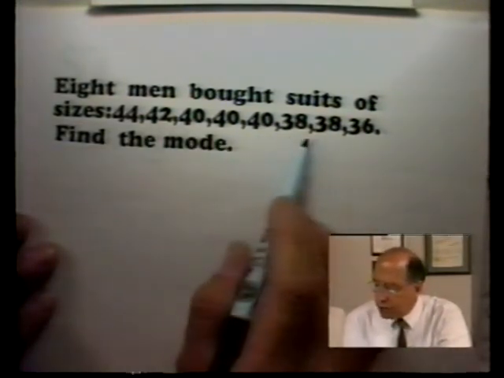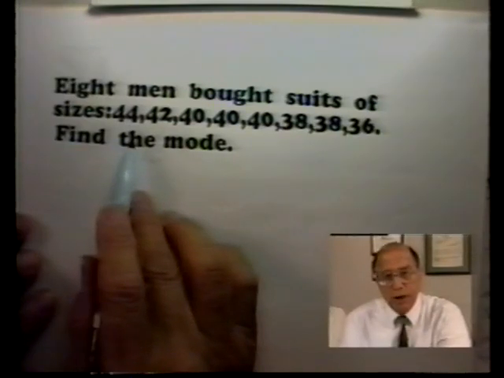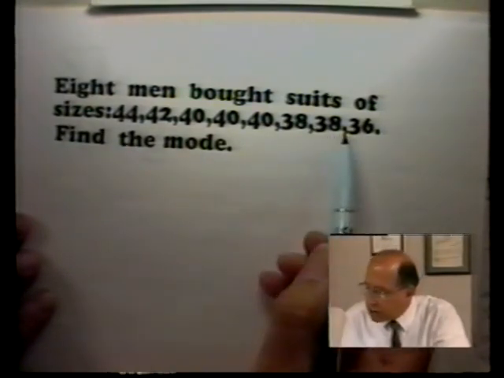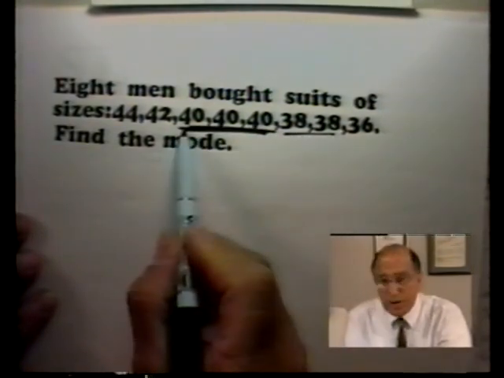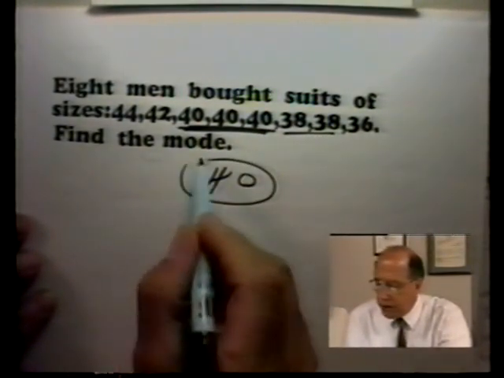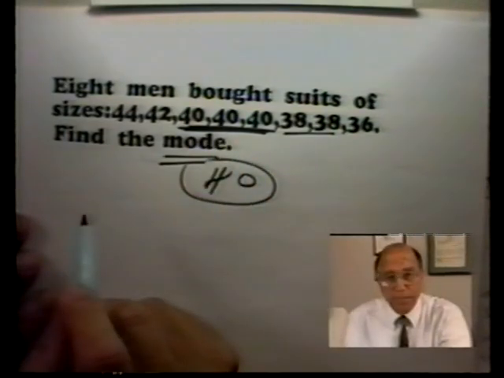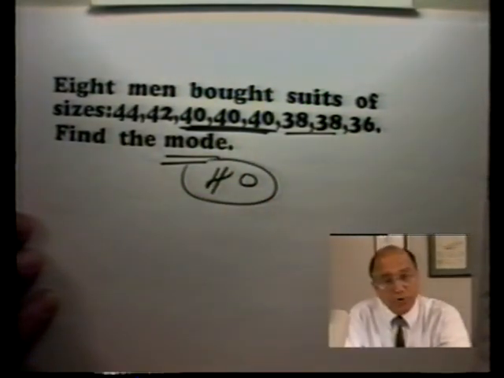Now, what's the mode for this set of measurements? Well, the answer here, there are 2 38s, but there are 3 40s. Then the answer is 40 is the mode for this set of data. And you know, people that manufacture cars, they don't go for the average man. They don't go for the median man. They go for the mode.